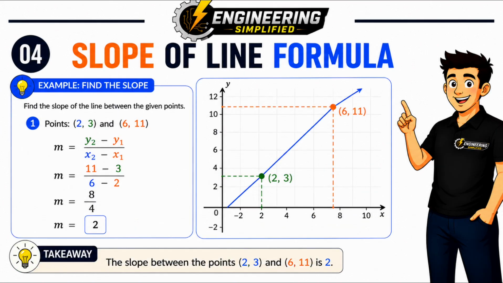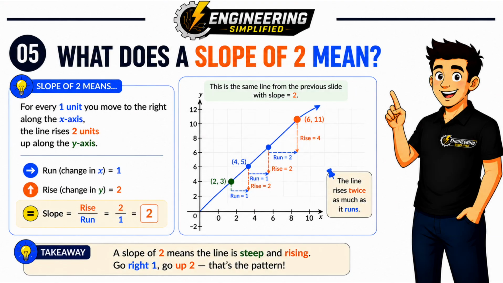Now let's solve our first example. We are given the points (2, 3) and (6, 11). Using the slope formula, subtract the y values first. 11 minus 3 equals 8. Next, subtract the x values. 6 minus 2 equals 4. Finally, divide 8 by 4. The slope is 2. What does a slope of 2 mean?